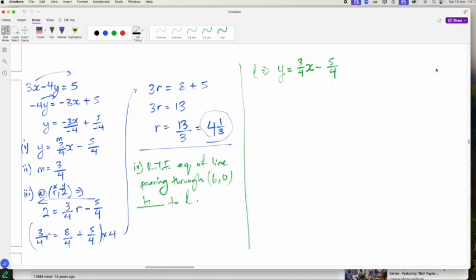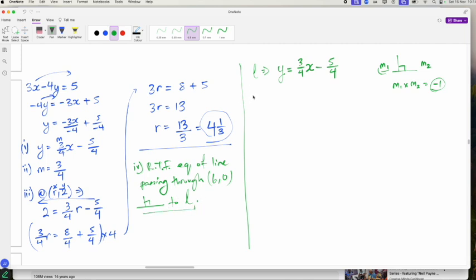Because this little rule is the one they like to test you on every time. And that is that if two lines are perpendicular, so the gradient of this line is perpendicular to the gradient of this line, then when you multiply both of them, you will get -1 every time. So they say here that this line is perpendicular to line L.